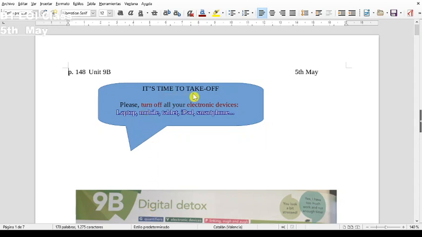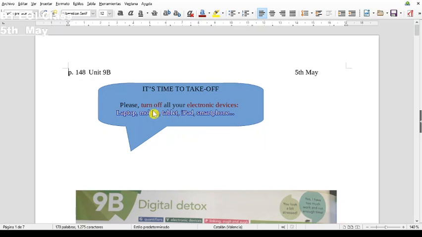But before, I would like you to think that we are on a plane, we are going to travel, and it's time to take off. Estamos a punto de despegar. And there's a message, and it says, please turn off all your electronic devices, laptop, your mobile, your tablet, your iPad, your smartphone. Very important vocabulary, to turn off.